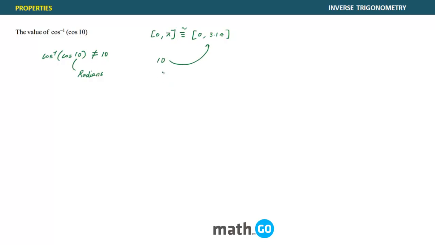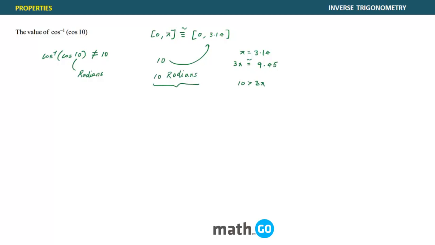For that we need to figure out the approximate value of 10 radians, and in which quadrant 10 radians lies. So we know that pi is 3.14, right? And what will 3 pi be? It will be 9.4 something, right? Whatever the value might be, I'm just doing a very rough approximation. So that means 10 is greater than 3 pi, right?